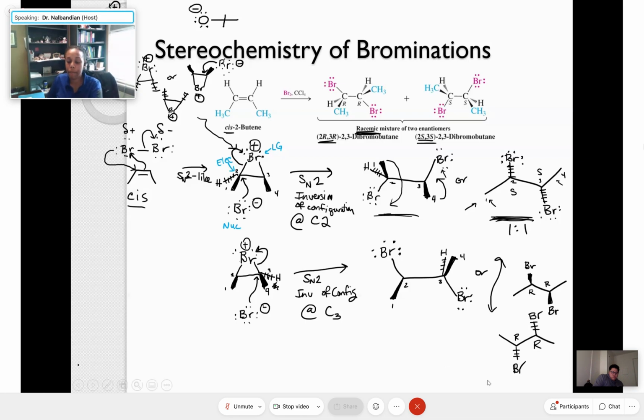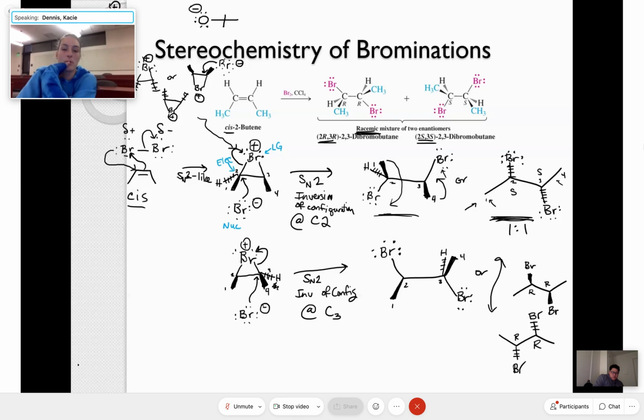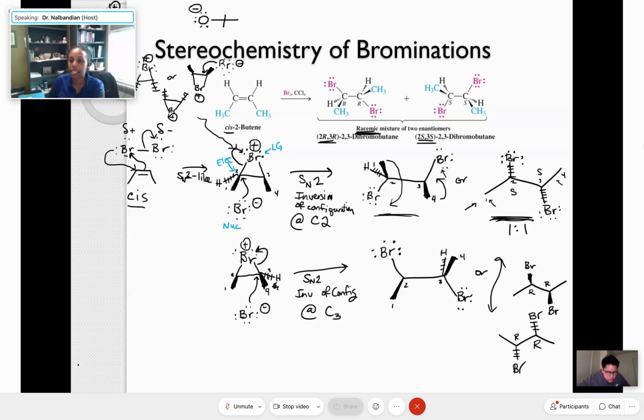I have a question. Which one would be more stable, the bromine on the wedge or the bromine on the dash? There's no stability here, right? They're the exact same thing. These are enantiomers of one another. Everything's the same, so there's no difference.